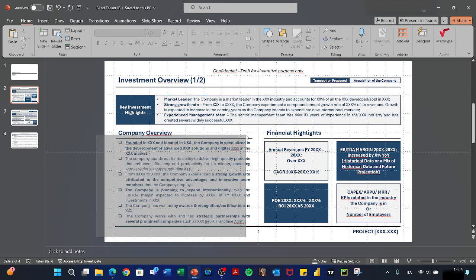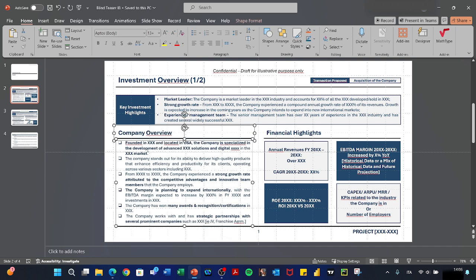Then I've decided to put here on the left side of this slide some general information about this company, in terms of when the company was founded, where the company is located, and where the company has its headquarters. And then obviously you have to say what the company does.